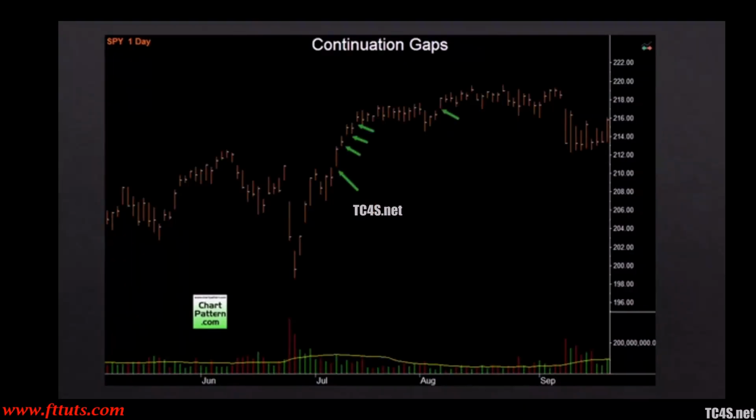Now there's multiple types of gaps. After this breakaway gap we discussed here, there are continuation gaps where price closes and the low of the next day or the open of the next day is higher than that previous day. And you can see those are continuations of price as it continues to power ahead. And that was all led by that first breakaway gap. And that's a powerful trending move.